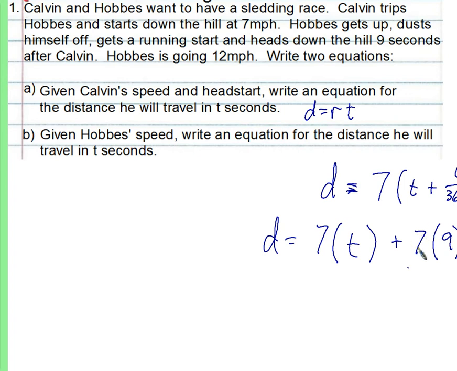We're talking about 7 miles per hour, and we're talking about 9 seconds, so you do need to convert it to hours. If I say that I traveled for 7 miles per hour for 9 seconds, and I do 7 times 9, that'd be the same thing I would do if I traveled 7 miles an hour for 9 hours, right? 7 times 9 is 63, which would be the number of miles I've gone in 9 hours.